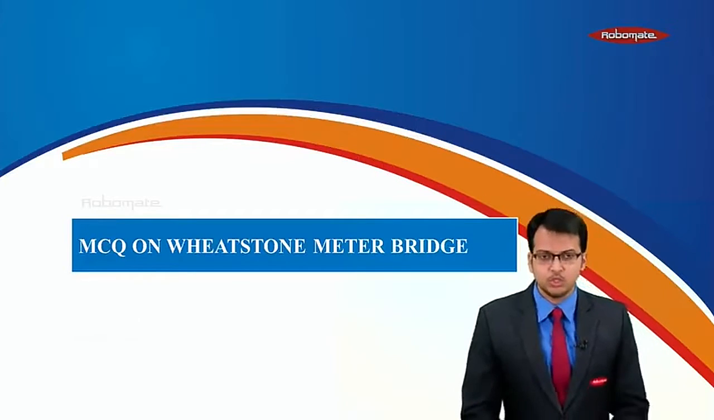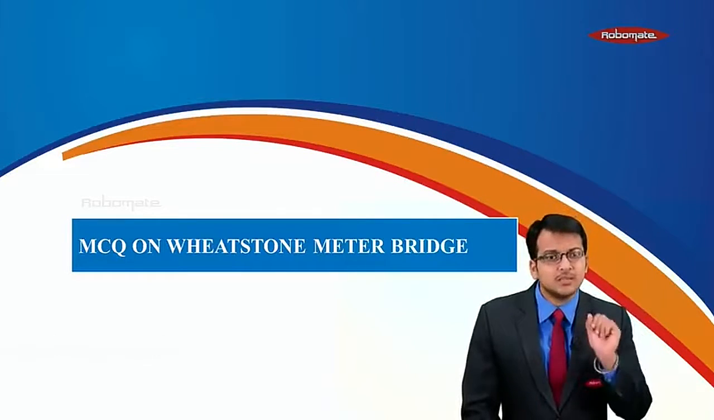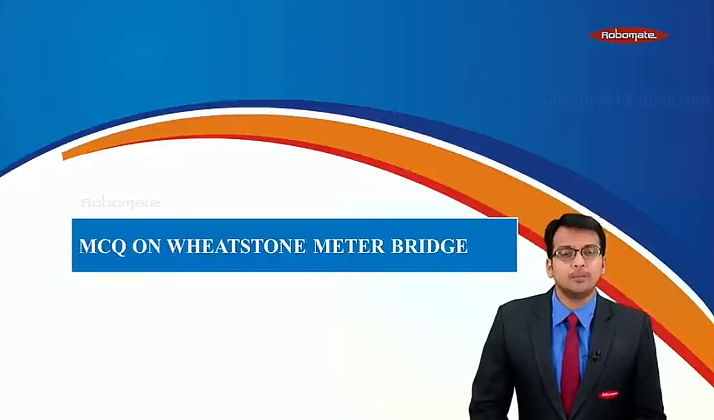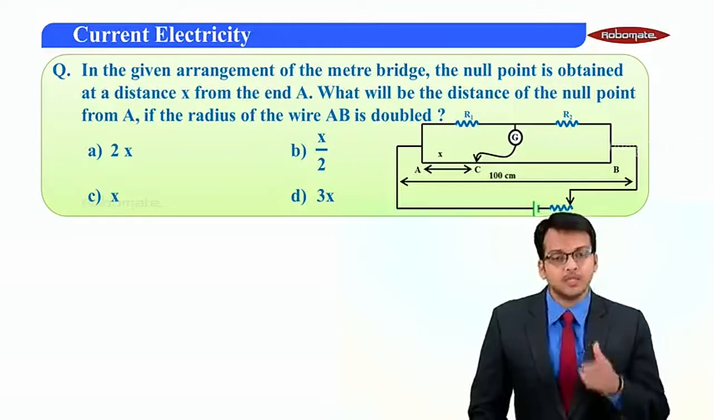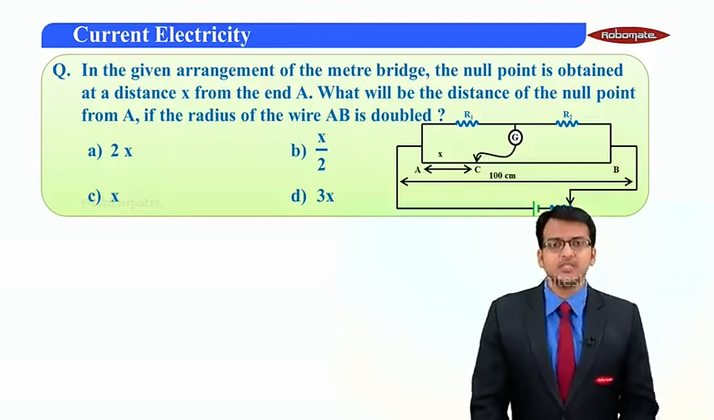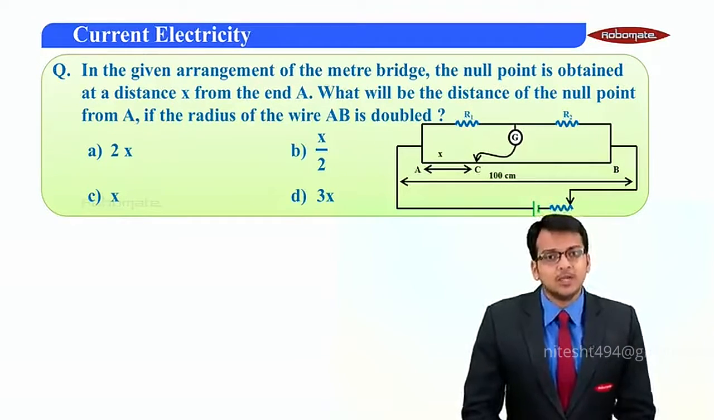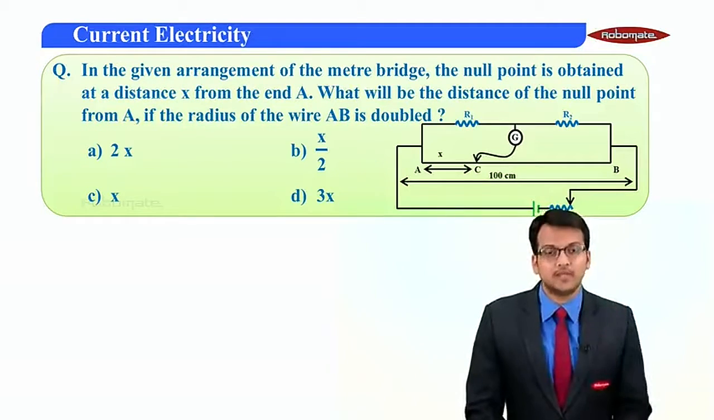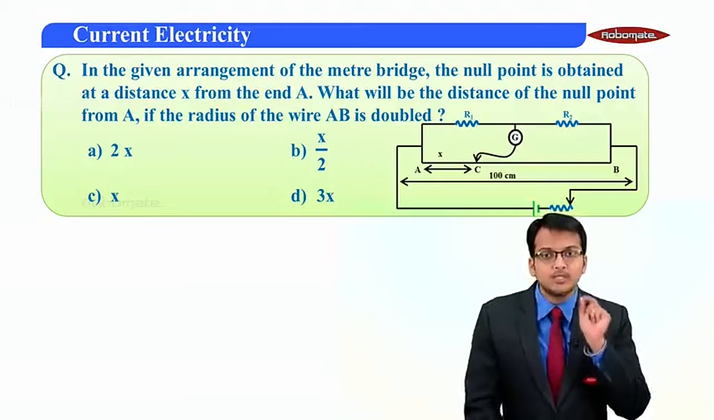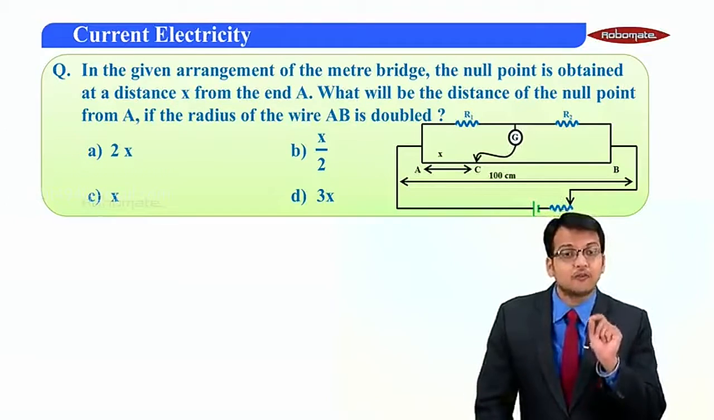Yes, dear students. So keeping these concepts in mind, I will try to show you how to solve the first numerical, which is an MCQ based on the meter bridge. The question is as follows. In a given arrangement of a meter bridge, the question itself is telling us that the given circuit is of a meter bridge. The null point is obtained at a distance x from the end.